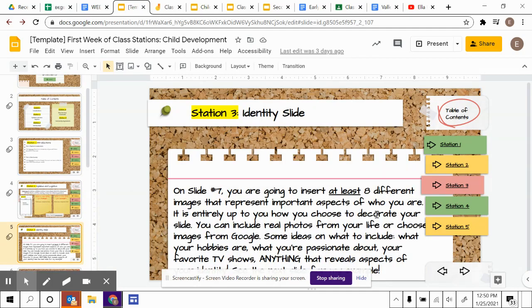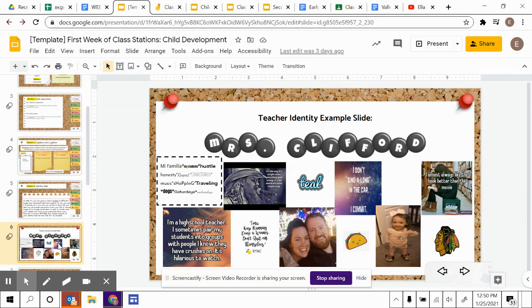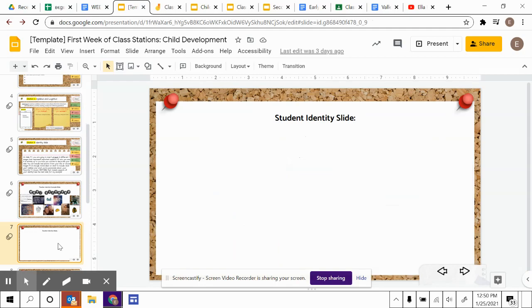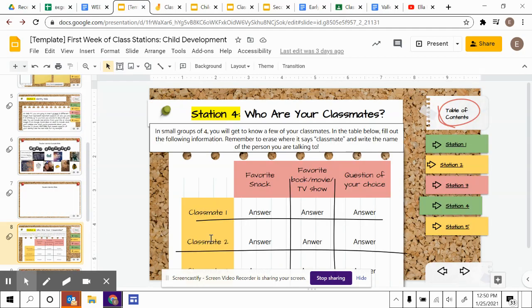Station 3 requires you to insert at least 8 different images that represent who you are. I gave you some ideas here as well as an example. So your specific identity slide will look similar to mine, and this is where you put it. Station 4 is when we got into breakout rooms last week and we asked some of our classmates some basic questions about their favorite snack, book, movie, and TV show, and a question of your choice. If you were absent that day, all you're going to do is just put that in the box. Like, I wasn't in class that day, I didn't get to participate.